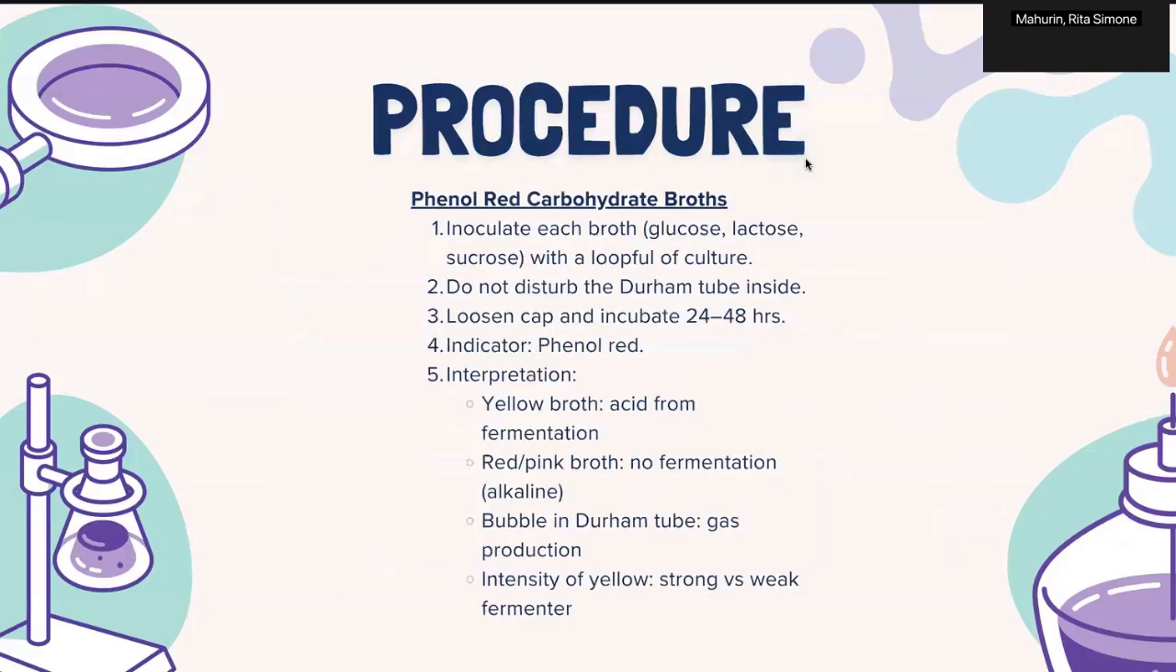For the phenol red carbohydrate broths, we inoculated each broth with a loopful of culture, and we didn't disturb the Durham tube inside. We loosened the cap. We also incubated. The indicator was the phenol red, and then we had the interpretation based on the different colors that were observed in the results.